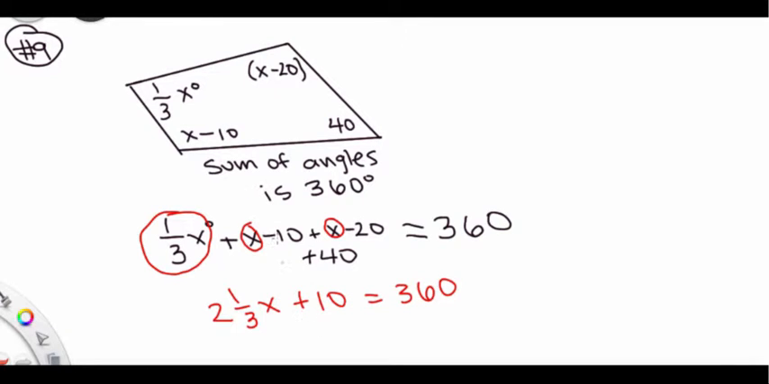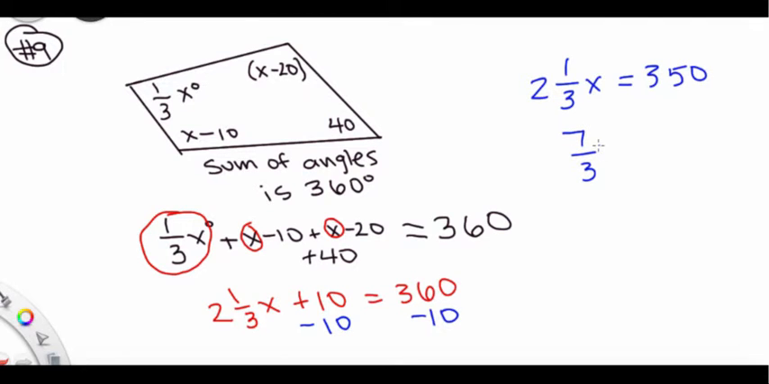All right, then we need to undo the operation of addition by subtracting. So I'm going to use a different color again, and we're going to subtract 10 from both sides. And I'm going to write it up here. We've now got 2 and 1/3 x is equal to 350. Okay, let's make this an improper fraction. So to do that, we need to multiply 2 times 3, which is 6, and add 1 to it to make 7/3 x equals 350.